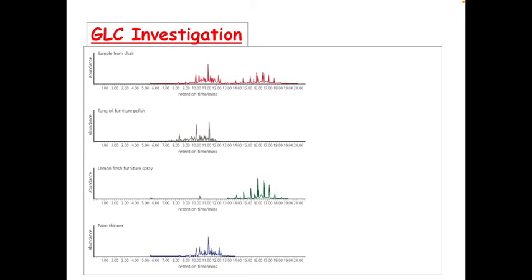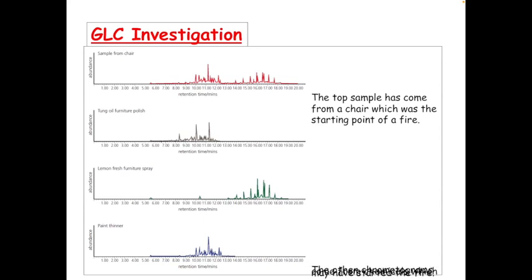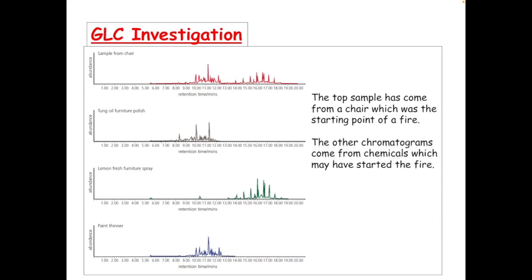Okay, so what we're going to look at is this investigation, and basically the top sample has come from a chair, which was the starting point of a fire. The other chromatograms come from the chemicals which may have started the fire. Can you work out which chemicals were present in or on the chair? Okay, so let's have a look at it.